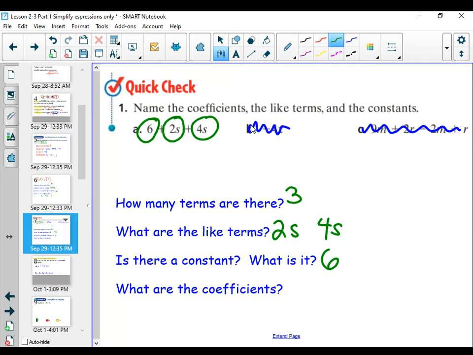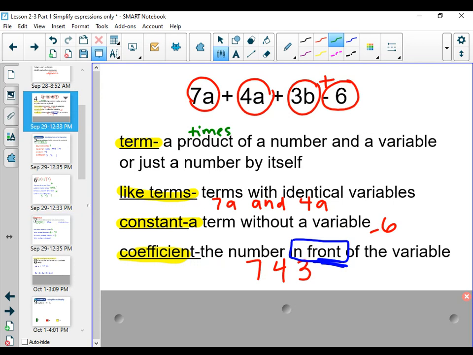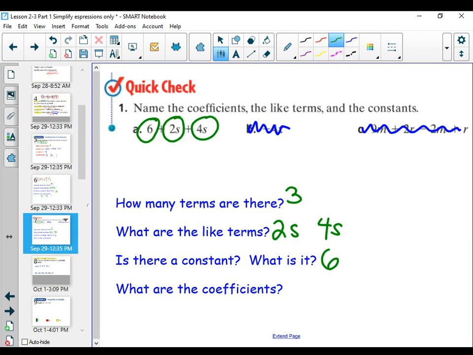Coefficient. I better look back at my notes. Coefficient, the number in front. What's in front? A 2 and a 4.